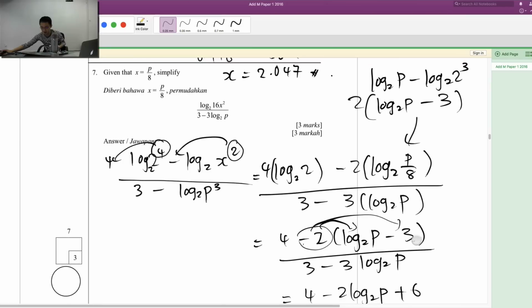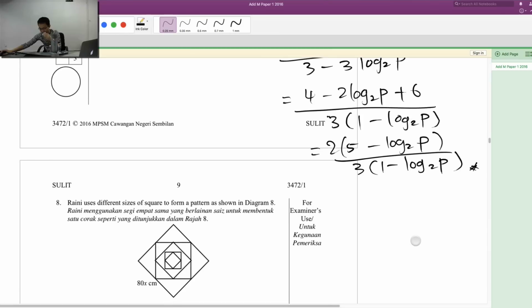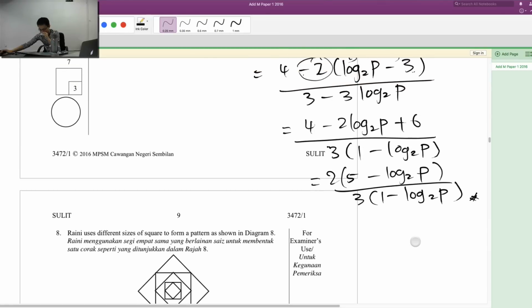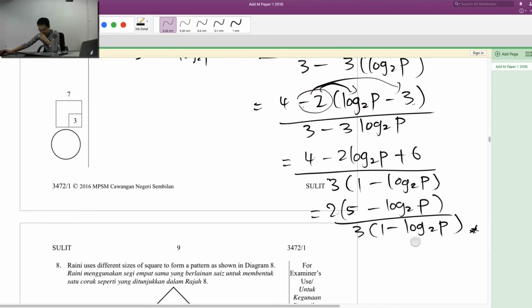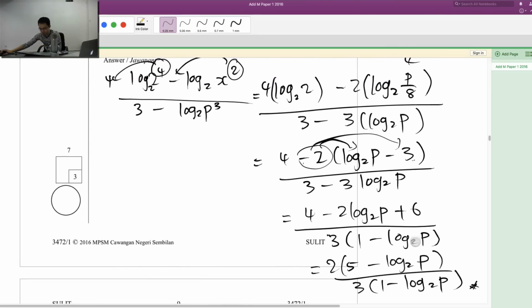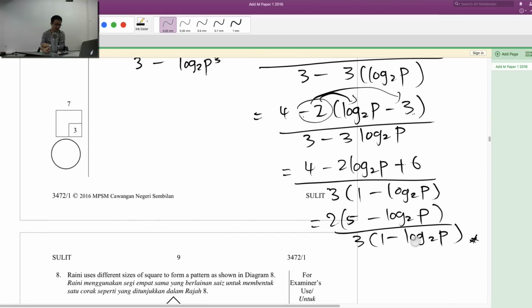Let me see what the question wants. It just asks me to simplify, then I think I simplified already. Is there anything I can do here? I don't think so. I guess this one should be the final answer.